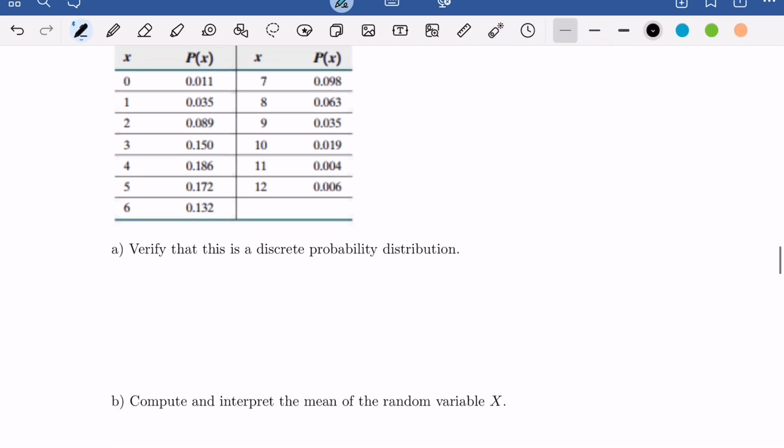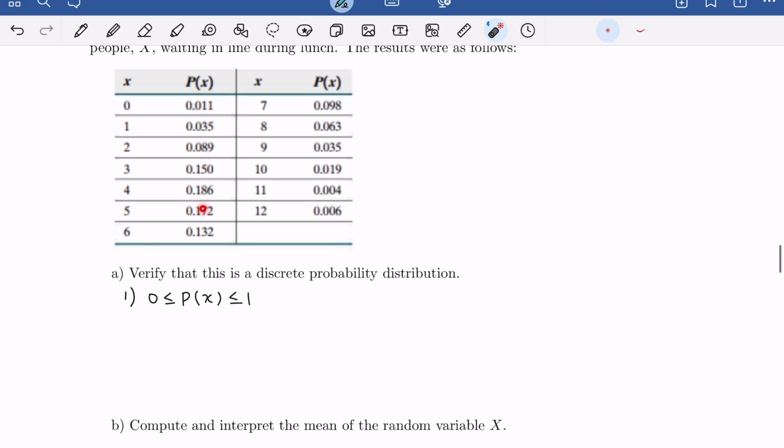So there are two things that we need to check to verify this. The first is that all of our probabilities are in between 0 and 1, and this is inclusive. Right, so looking at all of our probabilities here, we can see that every single one is in fact between 0 and 1. So our first condition is met.